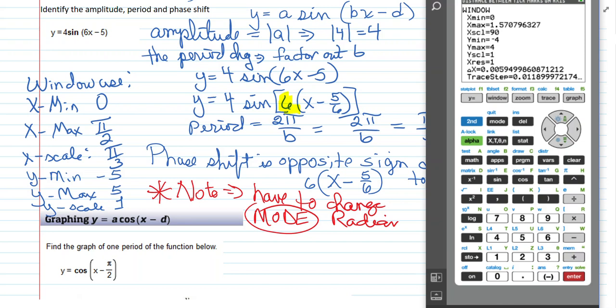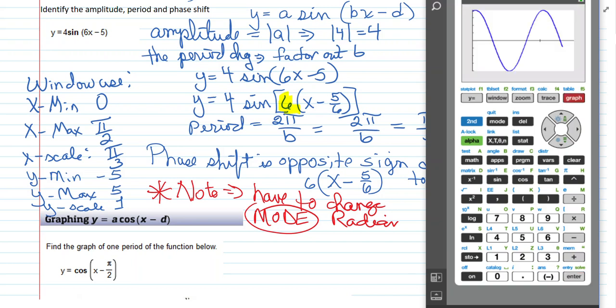Well, this is good because you saw that the graph was just too yucky. You couldn't even see it. And then we're going to do second pi divided by 3. And we're going to go that way. And we're going to graph it. Look at that. Look how beautiful. All right.